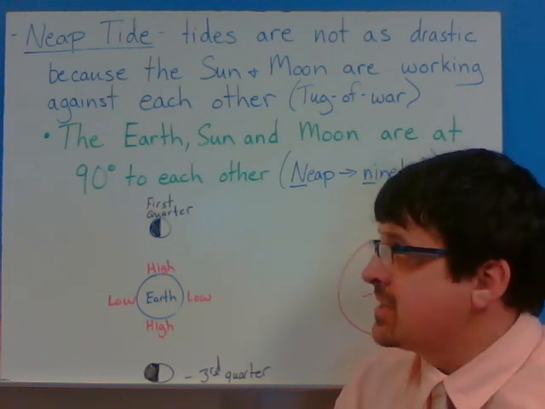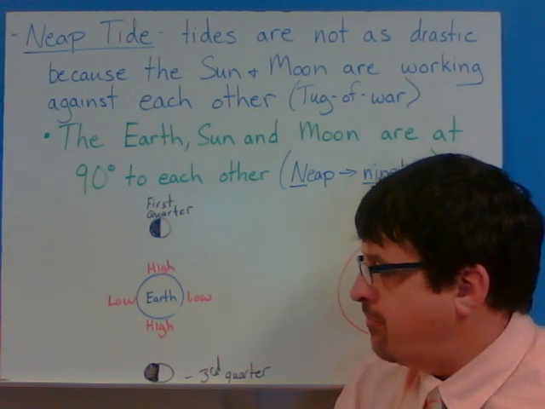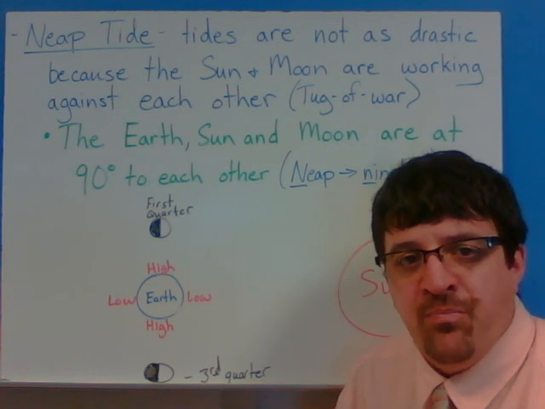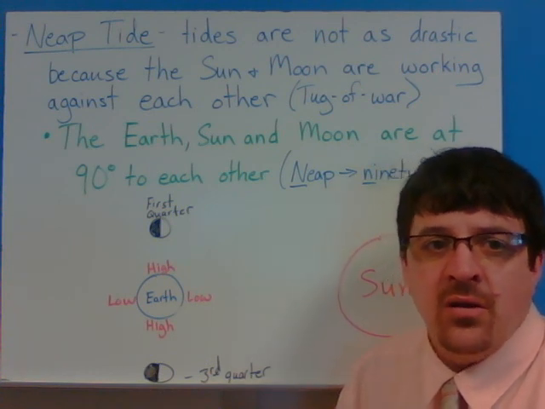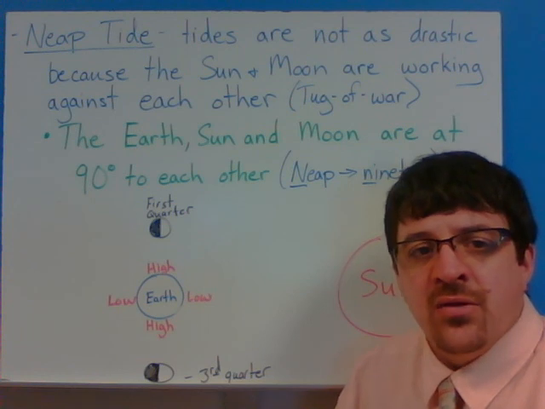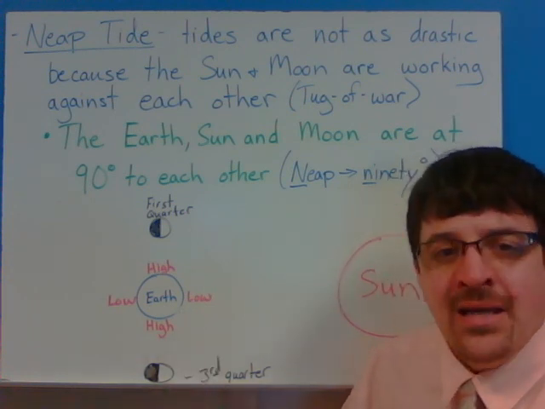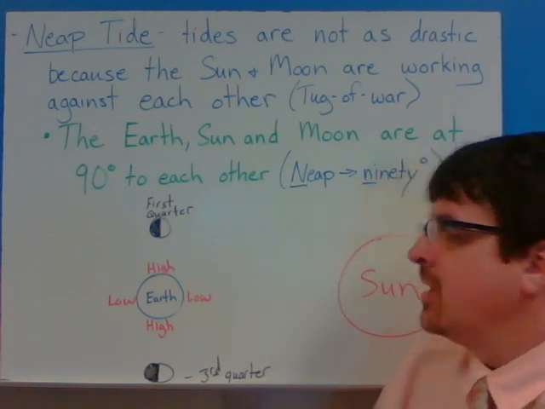So this is a little bit on tides. During spring tides, the Earth, the Sun, and the Moon are in a straight line, with big dramatic changes in tidal height. And then during the neap tide, the Earth, the Sun, and the Moon are at 90 degrees to each other, at first quarter and third quarter, and it's not as dramatic.